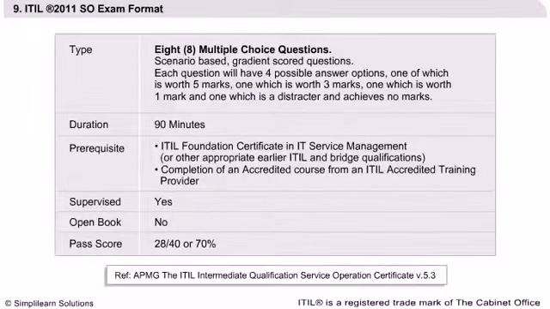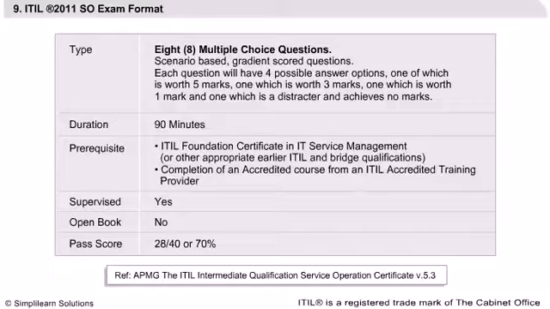The ITIL 2011 SO exam consists of 8 multiple-choice questions, which will be scenario-based, gradient-scored questions. Each question will have 4 possible answer options, one of which is worth 5 marks, one which is worth 3 marks, one which is worth 1 mark, and one which is a distractor and achieves no marks.